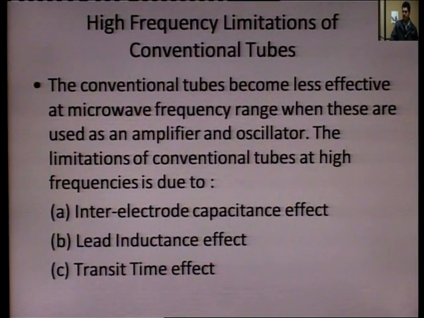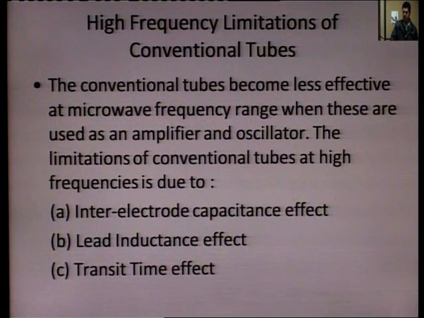If we use it as an amplifier, its gain reduces. If we use it as an oscillator, its efficiency is very poor. So, conventional tubes become less effective at microwave frequency when they are used as an amplifier or oscillator. The limitation of conventional tubes at high frequency is due to the following factors.